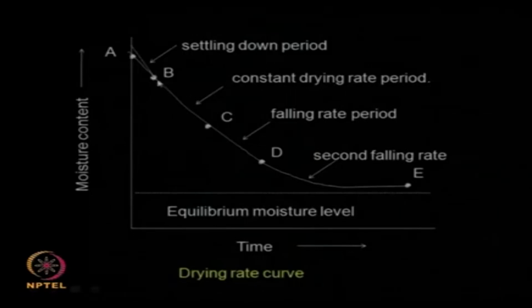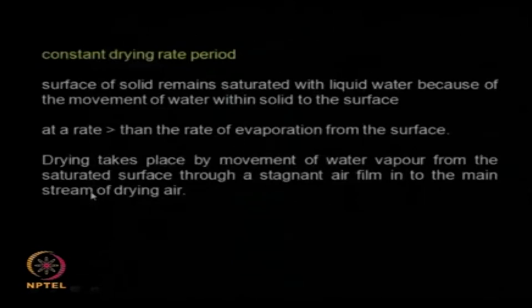For example, I said leather can take up more moisture, so it will have higher equilibrium moisture content than, say, soap. So, here you have a constant drying rate and then you have a falling drying rate and finally the moisture content settles down to the equilibrium moisture content. This is called the drying rate curve.